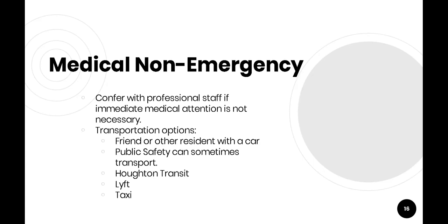You can ask if they have a friend or another resident with a car who can take them, or if somebody else can drive their car. Public safety can sometimes help with transport, so you can call dispatch or if there are any officers on scene. And then there's Houghton Transit in the city. There's, I think, one, maybe two Lyft drivers in town now. And then there's a taxi. If you're having trouble finding a way to get there, please don't default to just driving them yourself. Please contact your pro staff and figure out a plan.